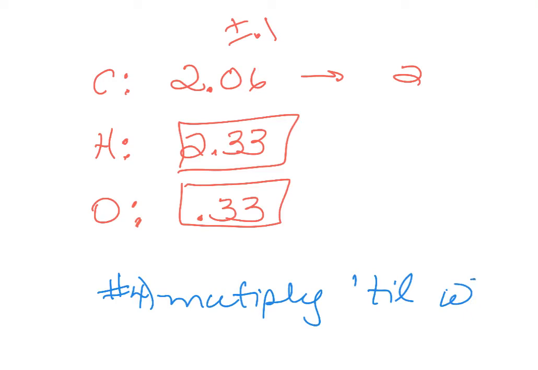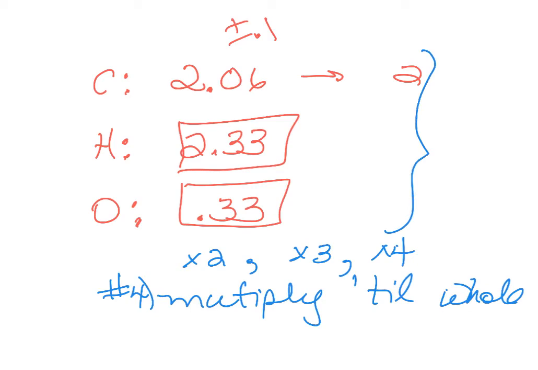So what you're going to do when you have a situation like this is try multiplying by 2, and if that doesn't give you a whole number, try multiplying by 3. And if that still doesn't give you a whole number, try multiplying by 4. I've never really seen having to multiply by a digit higher than 4 to get whole numbers. But you can't just selectively multiply one or two. You have to multiply them all, right? Or otherwise you're going to change the composition.